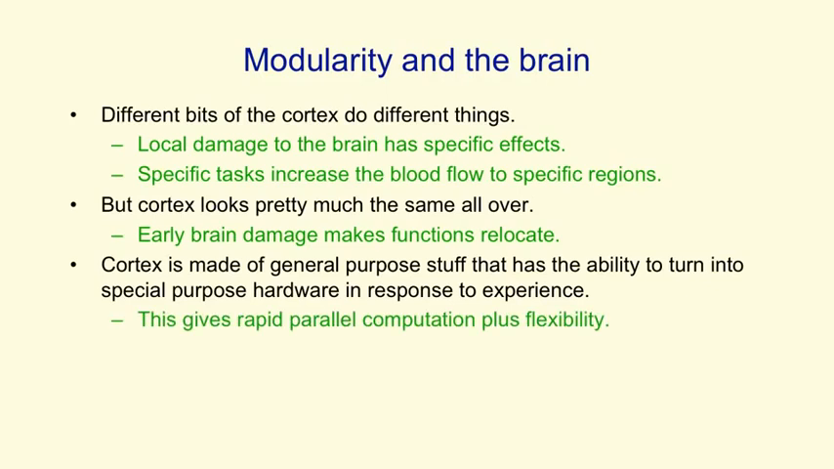This suggests the cortex is made of general purpose stuff that has the ability to turn into special purpose hardware for particular tasks in response to experience. And that gives you a nice combination of rapid parallel computation once you've learned, plus flexibility, so you can learn new functions. So you're learning to do the parallel computation. It's quite like an FPGA, where you build some standard parallel hardware, and then after it's built, you put in information that tells it what particular parallel computation to do.